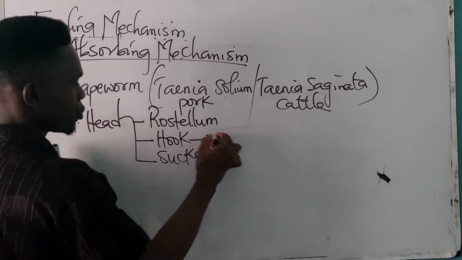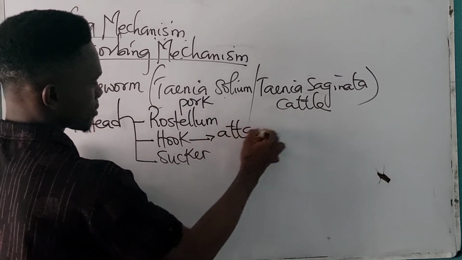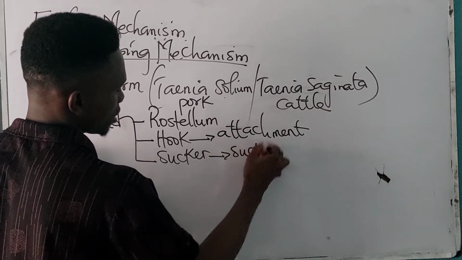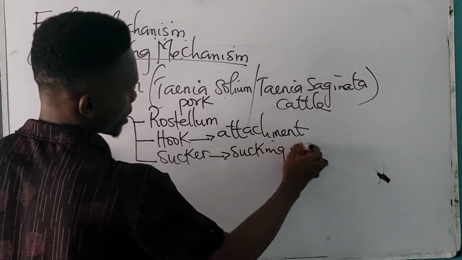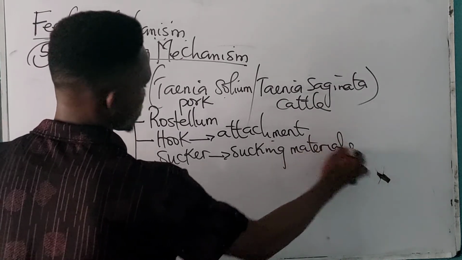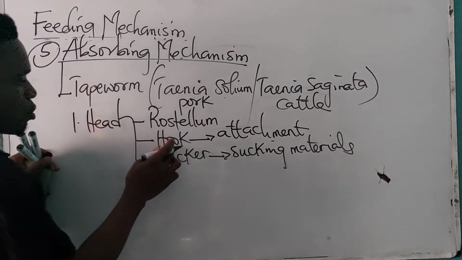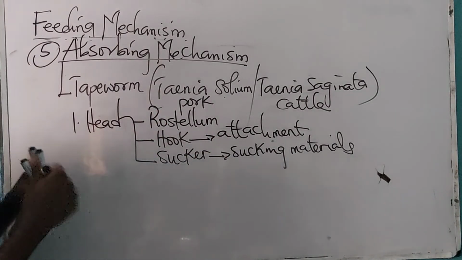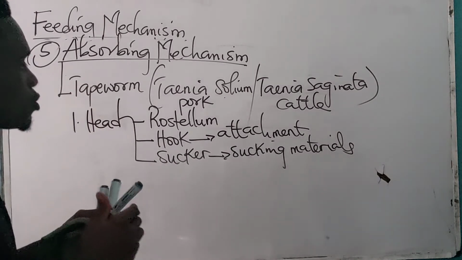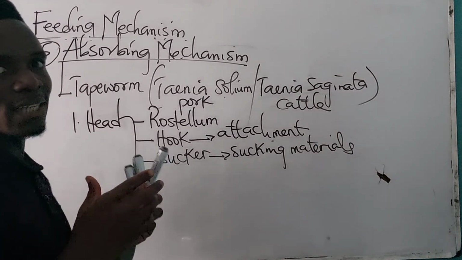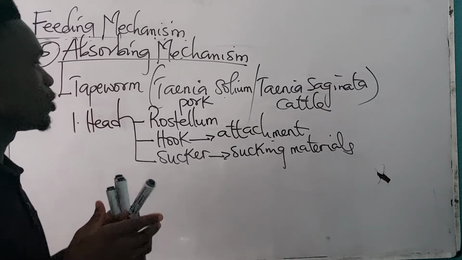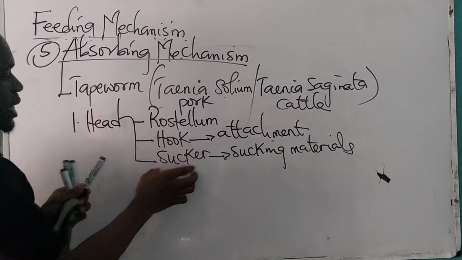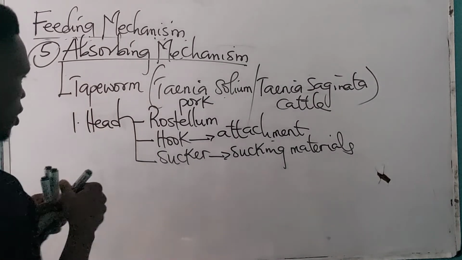Now, the hook is used for what? Attachment. And the sucker is used for what? Sucking food materials. Please take note of that. The hook can do both attachment and sucking. But they'll ask you which of these parts of the tapeworm it uses to attach itself to the ileum of the small intestine of man. It is the hook. Then the sucker sucks blood. Good, that is for that.